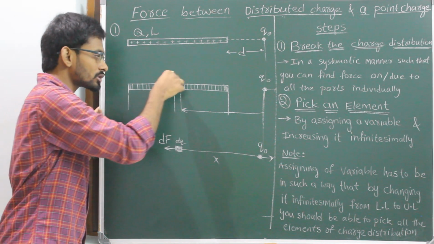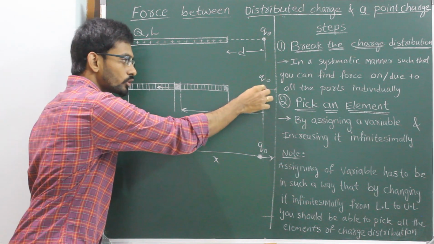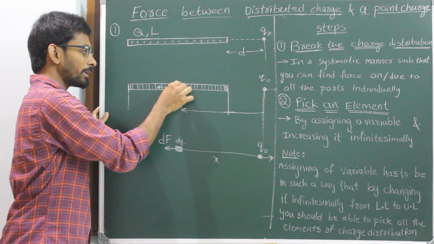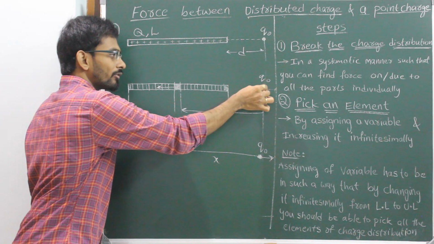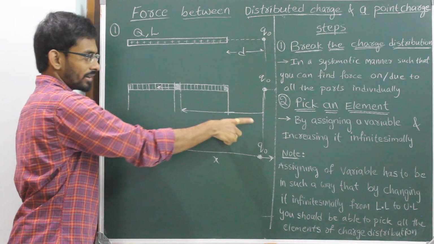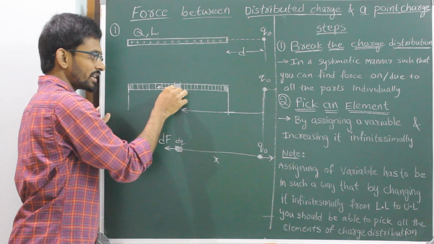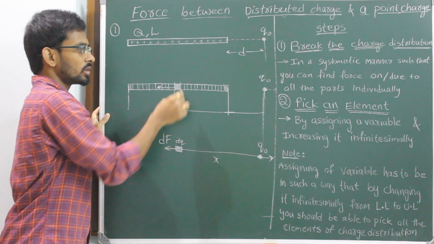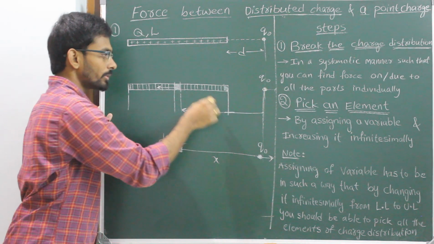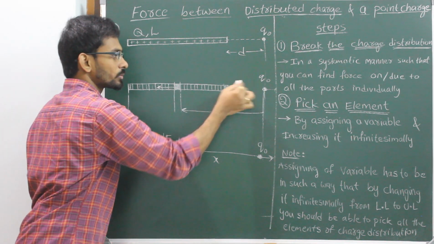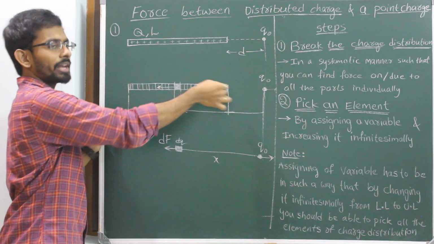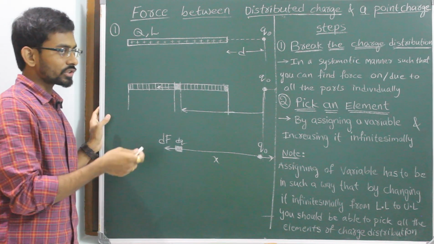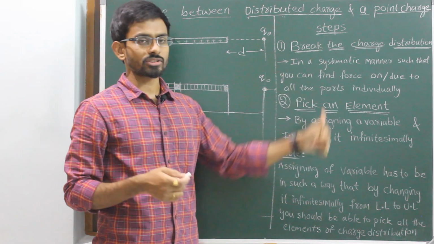So we are breaking in a systematic manner such that you should be able to find force due to each and every element. So for example, if I pick this element, I should be able to find force between these two. Now I can find this distance, and once I have the distance, each and every part is infinitesimally small, meaning you can treat it as a point charge, so we can find force between these two. Similarly, if I pick this element, I can find force between these two. Similarly, any element I pick, I should be able to find the force. Okay, so this is how to break the charge distribution.